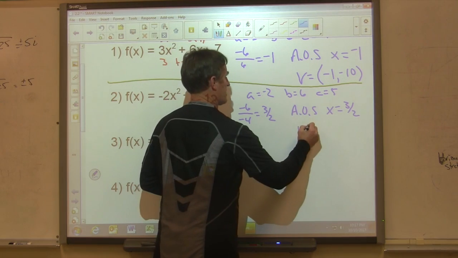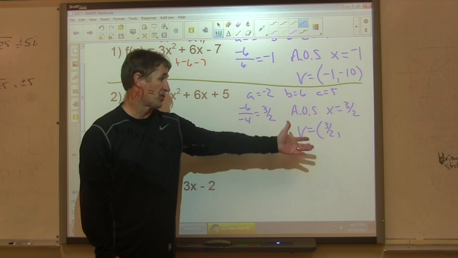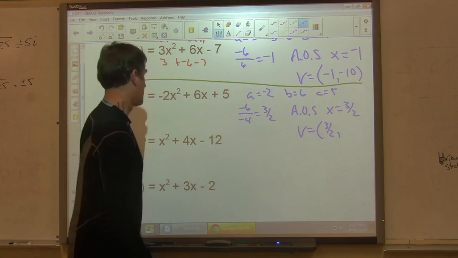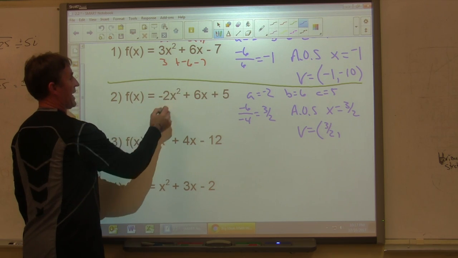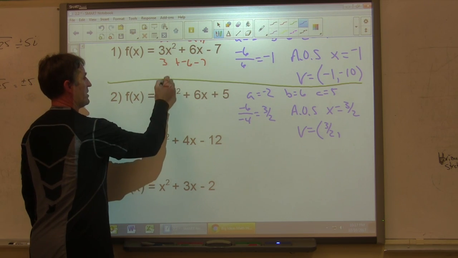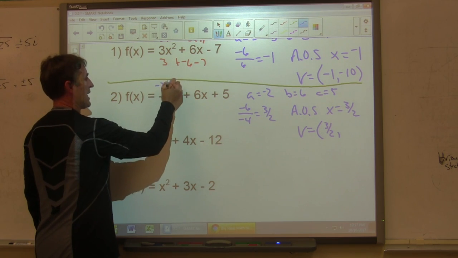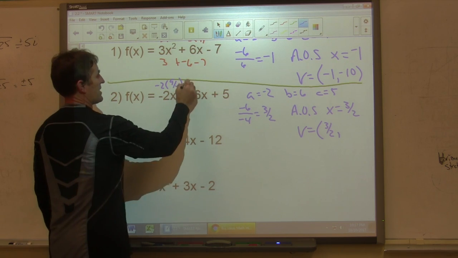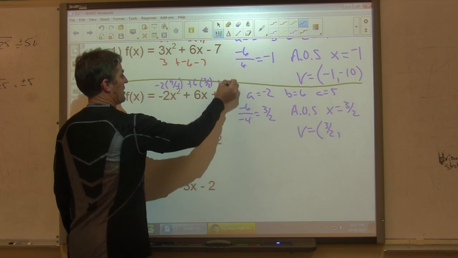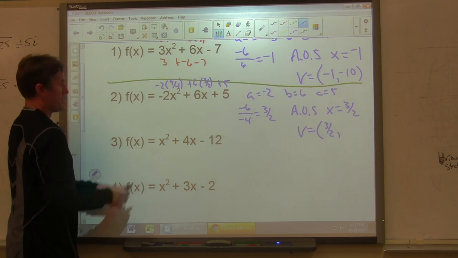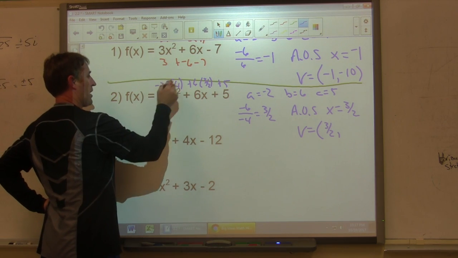And our vertex: we have to plug in 3 halves. Now, I don't care if you use fractions or decimals. You can use 1.5. Doesn't make any difference. I'm going to go ahead and use a fraction. So I'm going to plug in 3 halves here, so I get -2 times 3 halves squared. If I square 3 halves, remember you square the top and bottom, so that would be 9/4, plus 6 times 3 halves, plus 5. So now that I have these values, I'm going to multiply.